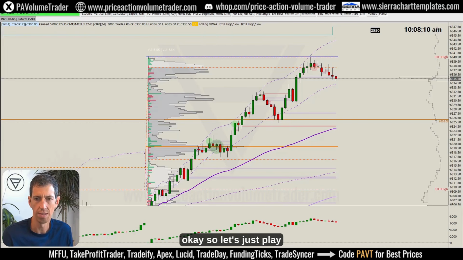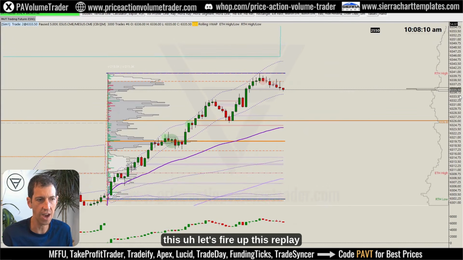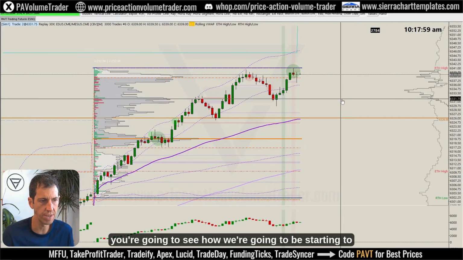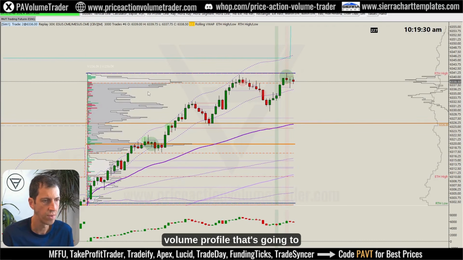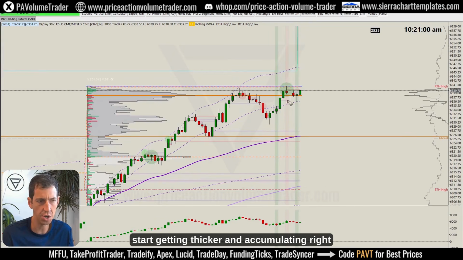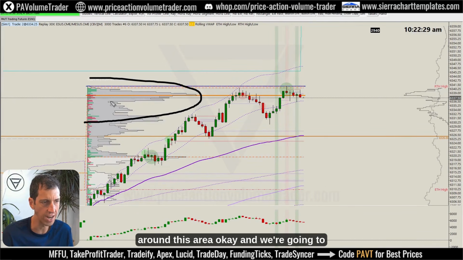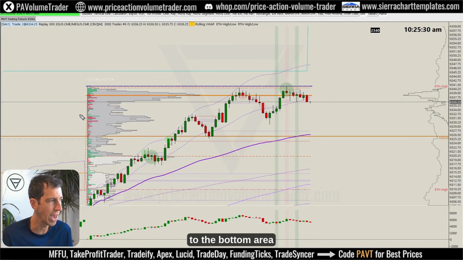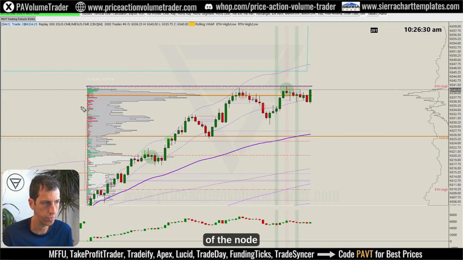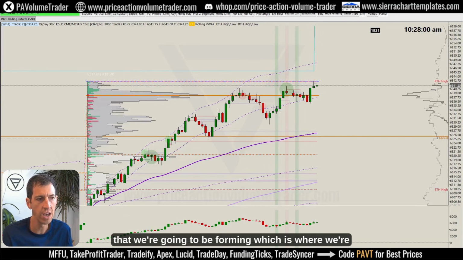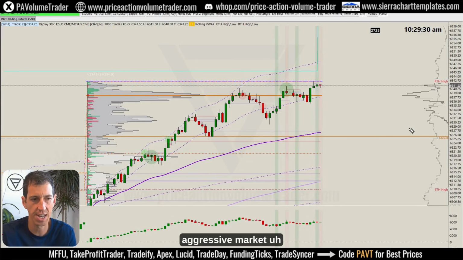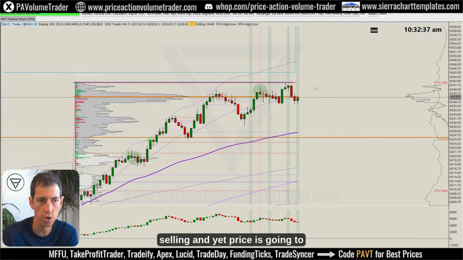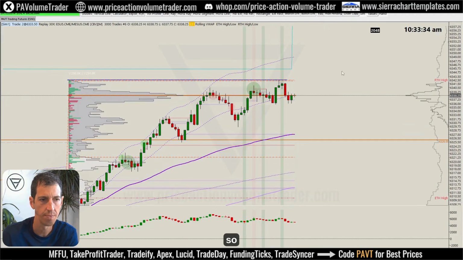Okay, so let's just play this. Let's fire up this replay, and you're going to see how we start to develop a volume profile that's going to start getting thicker and accumulating right around this area, okay? And we're going to pay attention to the bottom area of the node that we're going to be forming, which is where we're going to be getting consistent aggressive market selling, and yet price is going to be holding into that level.